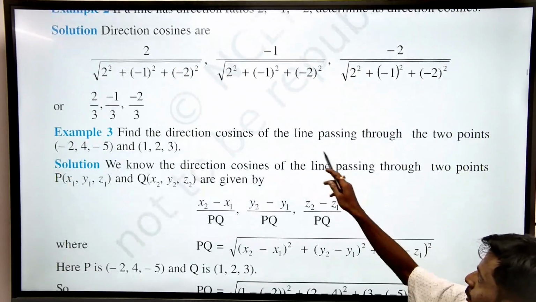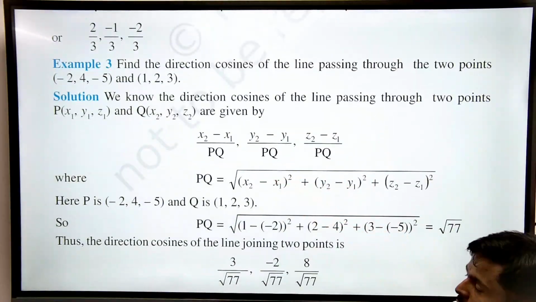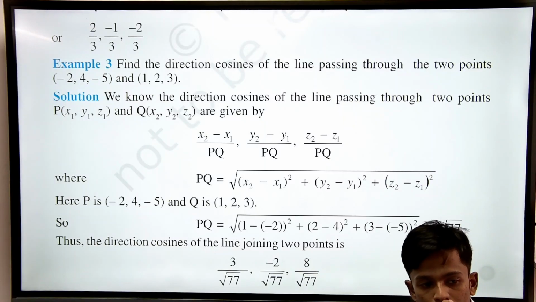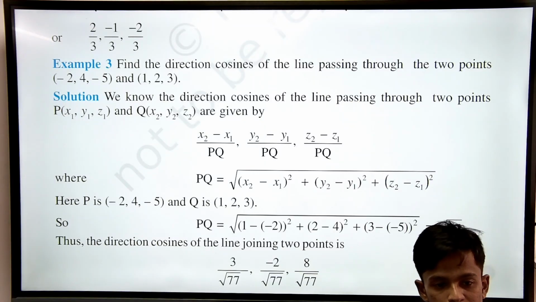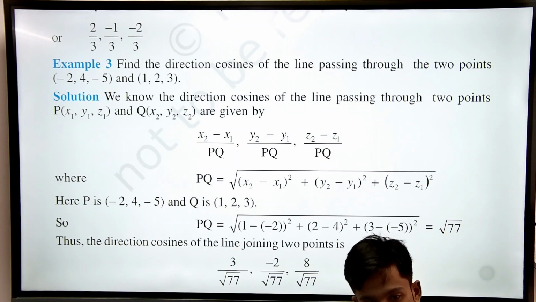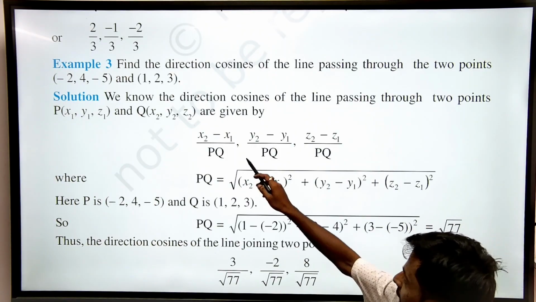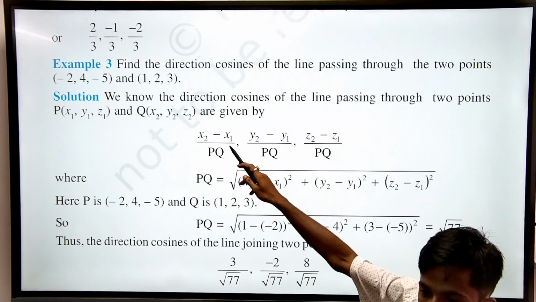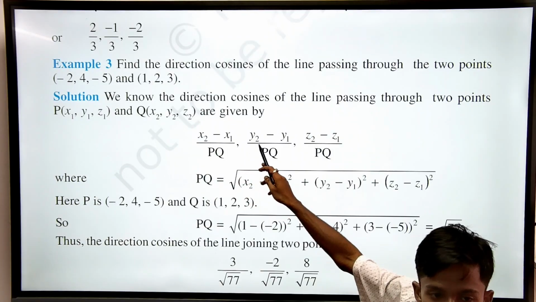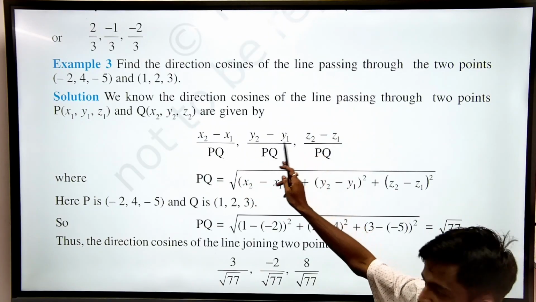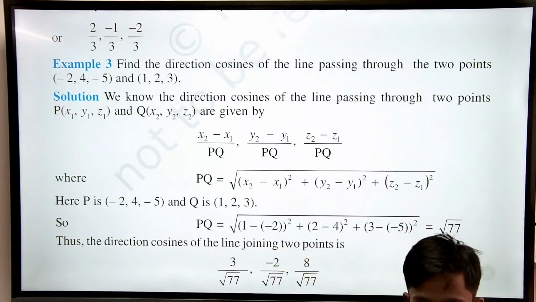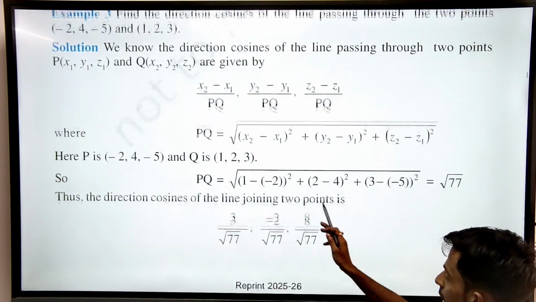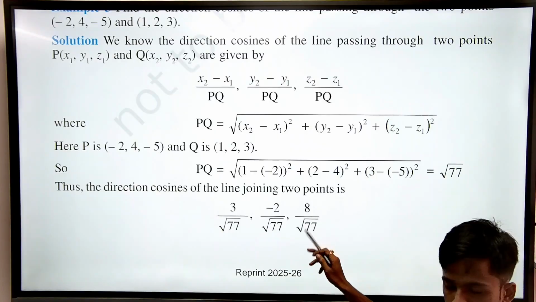Now in this question, see, the 2 points are given. So if the 2 points are given, first of all, you have to find the direction ratios by using the formula x2 minus x1, y2 minus y1, like this. So this will be your x1, y1, z1. This will be x2, y2, z2. So you simply find x2 minus x1, y2 minus y1, z2 minus z1. And in the denominator PQ, that will be the same thing. Okay. So this will be your L, M, N.